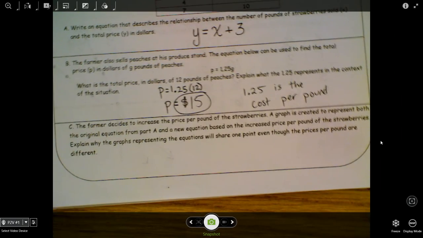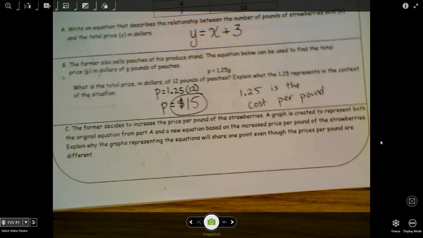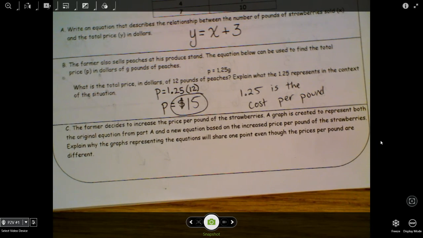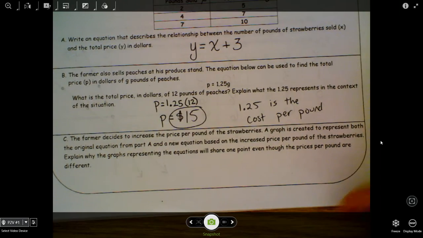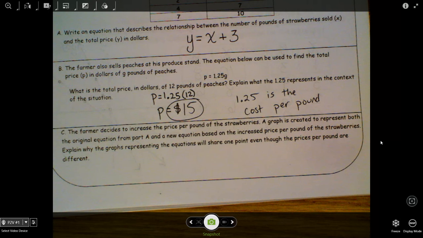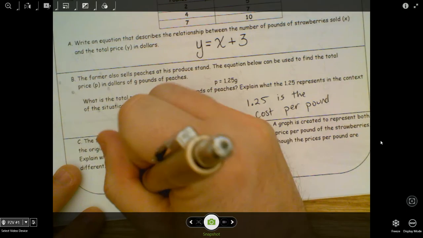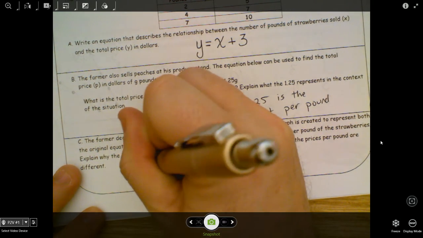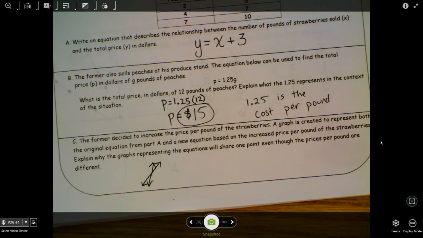Part C, the farmer decides to increase the price per pound of the strawberries. A graph is created to represent both the original equation from part A, up here in the boxes, and a new equation based on the increased price of strawberries. Explain to us why the graphs that you represent these equations will always share 1 point, even though the price per pound is different. So if he makes the price more, but then we graph some lines like this on a piece of graph paper, why would they always share 1 point?